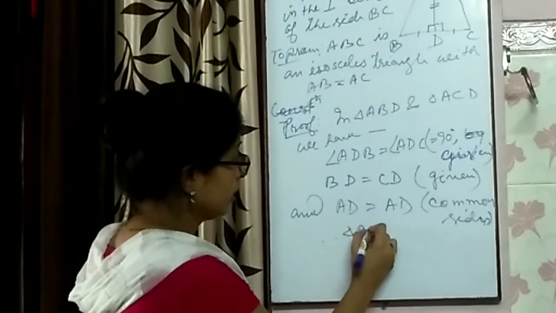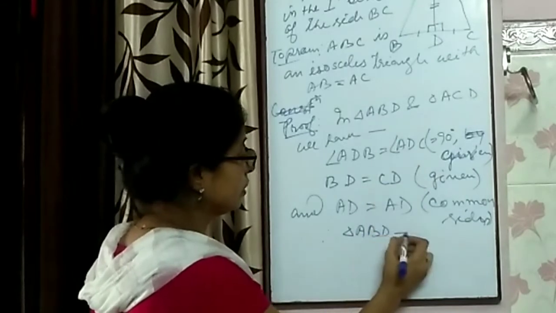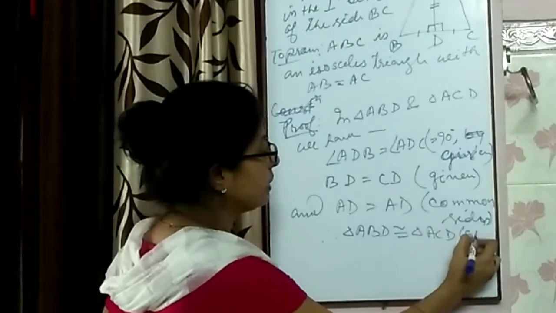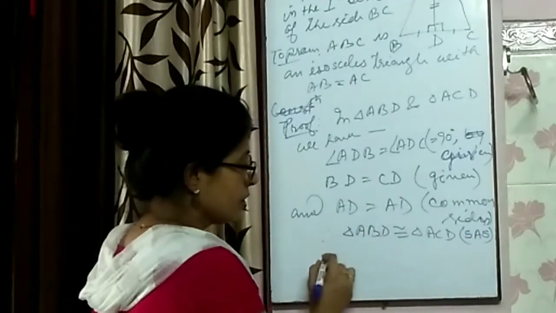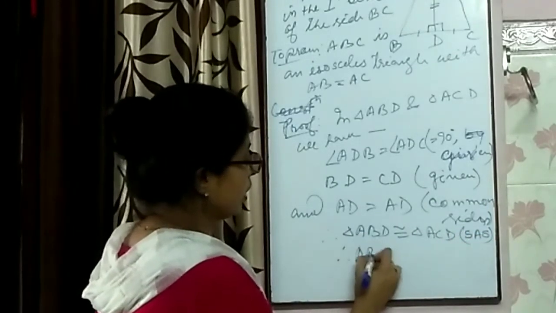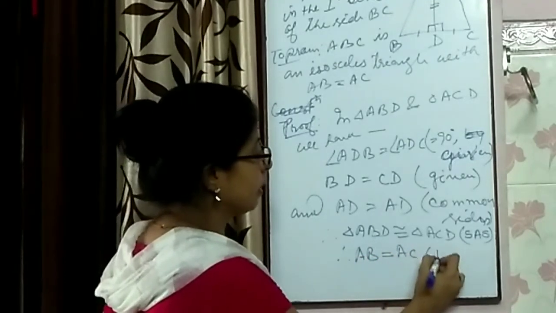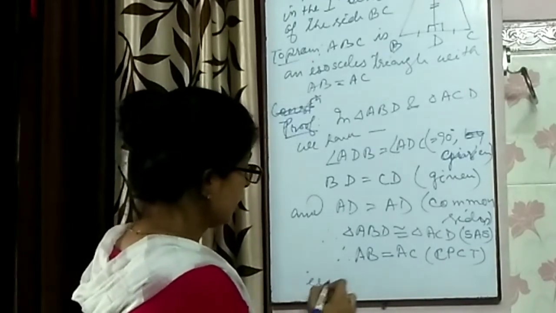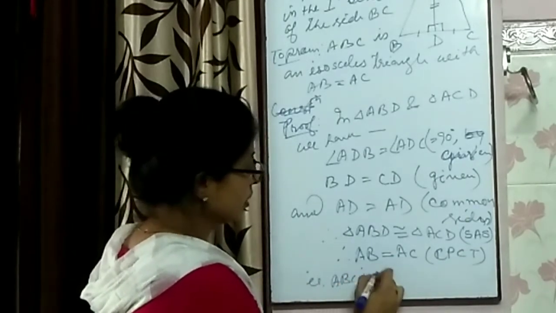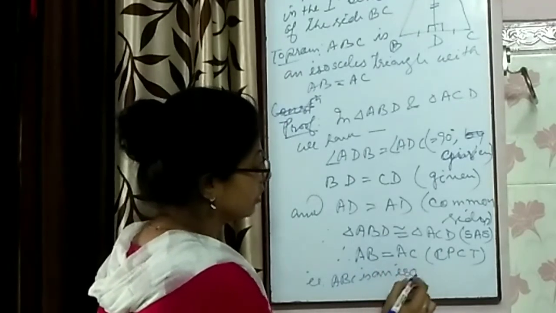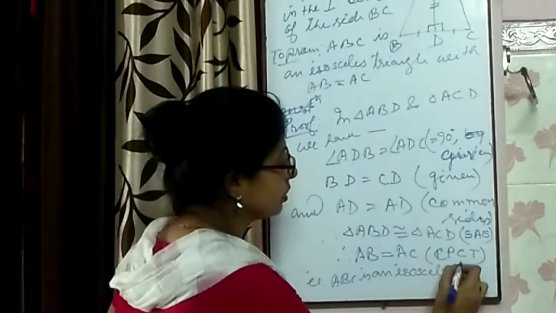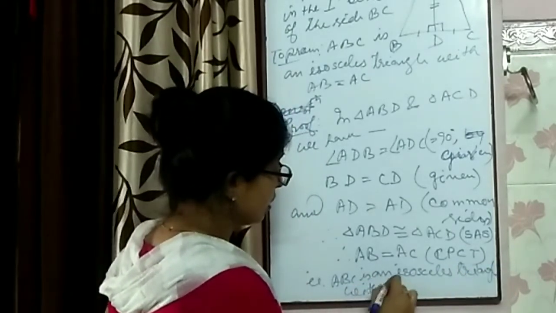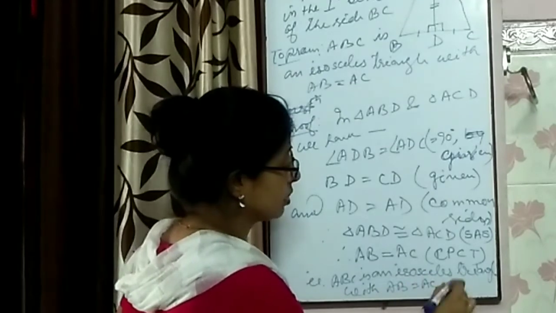Therefore, triangle ABD is congruent to triangle ACD by SAS. Therefore, AB is equal to AC by CPCT. That is, ABC is an isosceles triangle with AB equals AC. Proved.